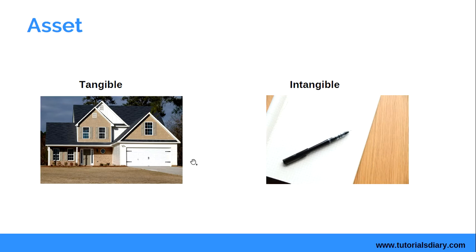If you own a car, that means you can touch your car. That becomes a tangible asset. You can take any other example. Any asset which you can touch becomes your tangible asset.